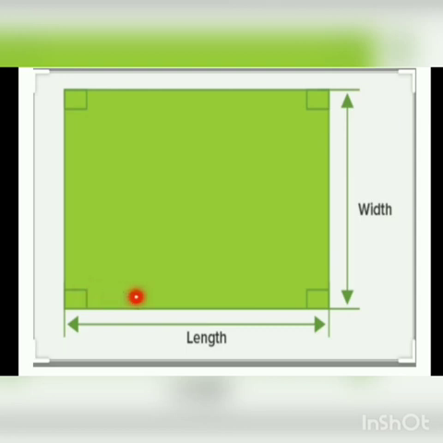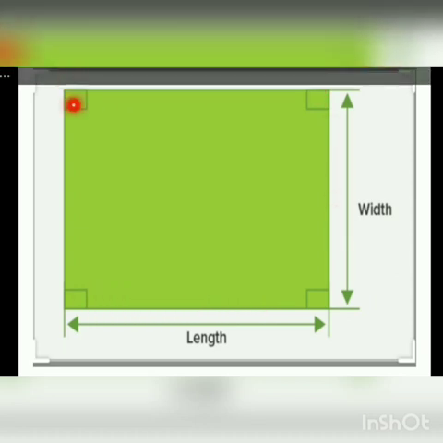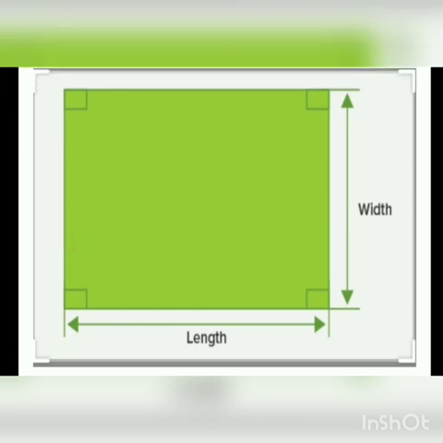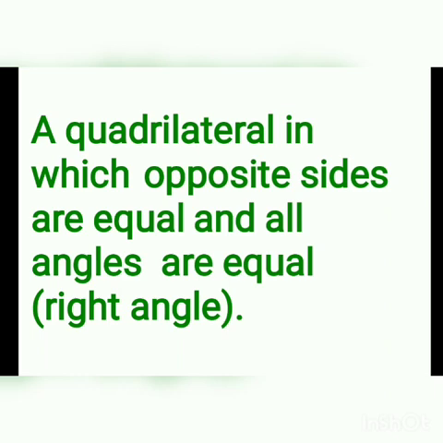Opposite means here if it is length, here also it will be length. That means these two sides will be equal, and here breadth, then this side is also breadth. So in a rectangle, opposite sides are equal and all the angles are 90 degrees. A quadrilateral in which opposite sides are equal and all angles are equal. What does all angles equal mean? Here all angles will be 90 degrees. Such a quadrilateral is known as a rectangle.